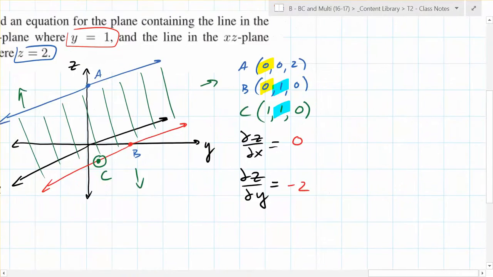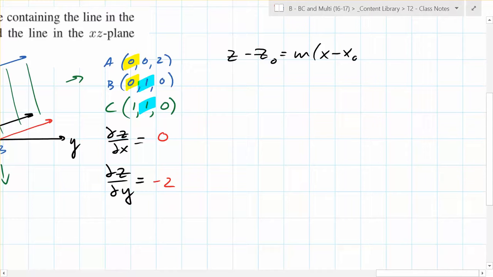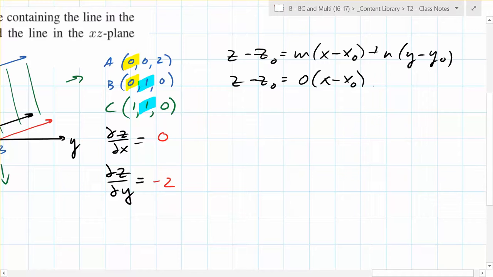Yeah, that's great. So what was the equation? Can someone just rattle off what that general equation was? What is it, Annie? Z minus z naught equals m times x minus x naught plus n times y minus y naught. Exactly. So we put these in, we get z minus z naught equals, oh, what's m? Oh, 0 times x minus x naught plus what? -2 times y minus y naught.